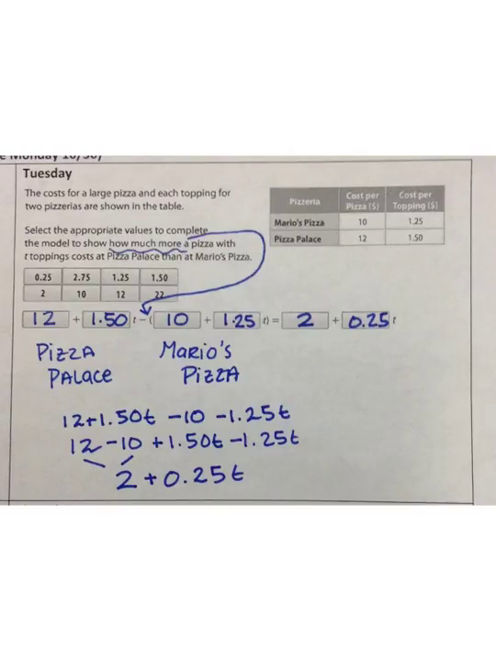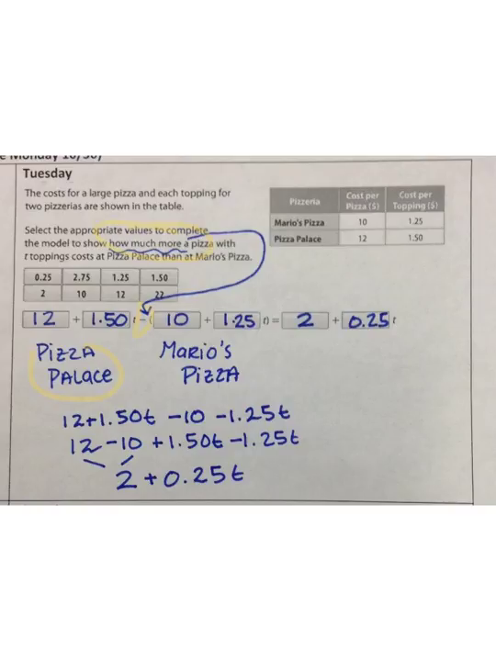Okay, so what I did is how much more means subtraction, and that's where the subtraction sign comes. And we want to know how much more toppings cost at Pizza Palace than at Mario's. So I put Pizza Palace first, and it's $12 per pizza plus $1.50 per topping, and I'm subtracting Mario's Pizza, which is $10 per pizza, $1.25 per topping.